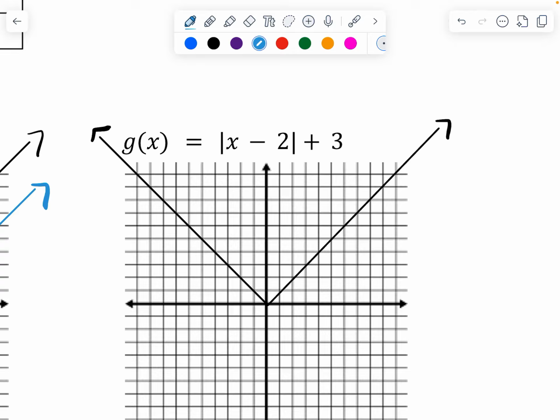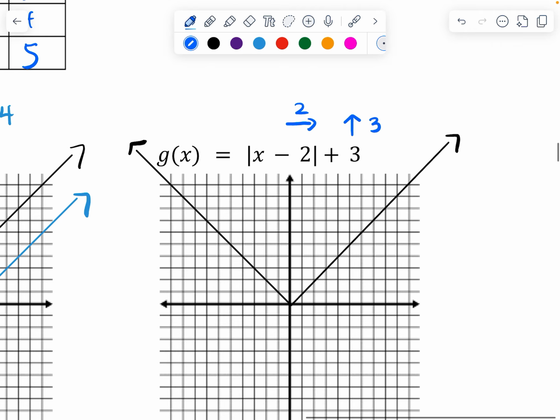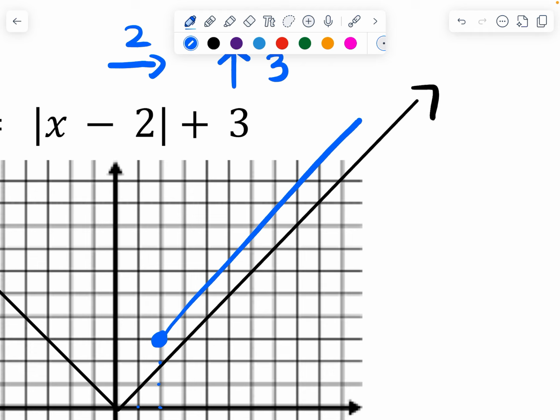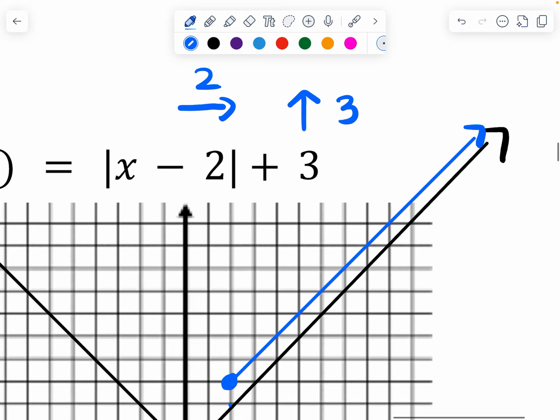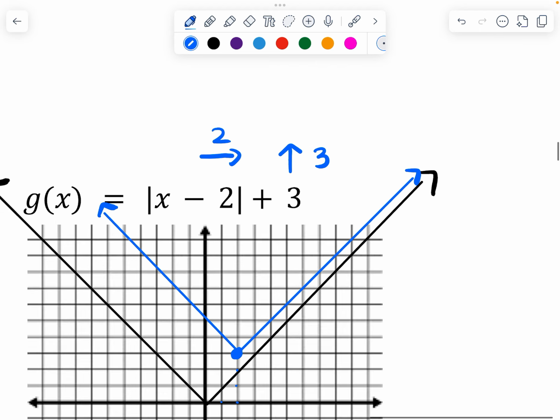Again, this says that I'm going to go to the right 2 and go up 3. Right 2, 1, 2, and up 3, 1, 2, 3. That is my new point, and I have a slope of 1, and a slope of -1. And there we have it.